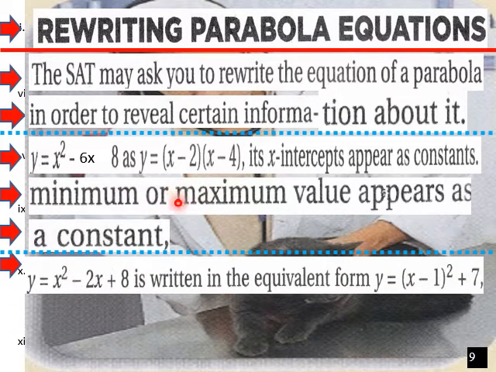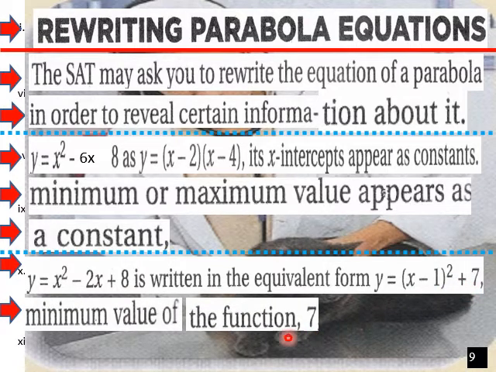So in this situation here, y equals x squared minus 2x plus 8 is written in equivalent form as x minus 1 squared plus 7. So in this situation, the minimum value of the function will be 7, because when x equals 1, y would equal 7. That would be the minimum value, because it opens up. And when x equals 1, y would equal 7. That would be the minimum value of the parabola.